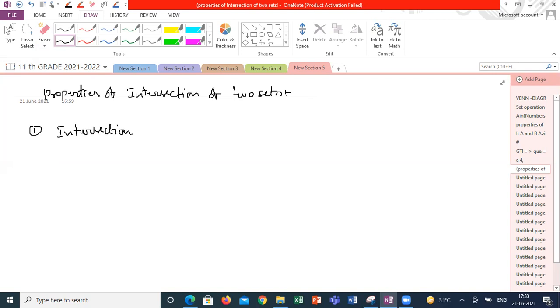It's not like subtraction. That is the reason I am saying subtraction is different, intersection is different. Intersection of two sets is always commutative. So how can we write this statement mathematically? A intersection B equals B intersection A. Both are the same.